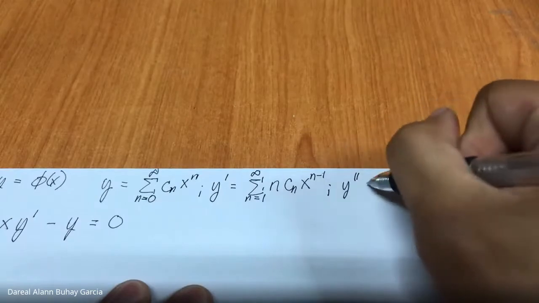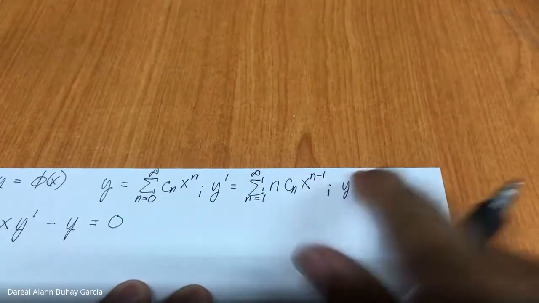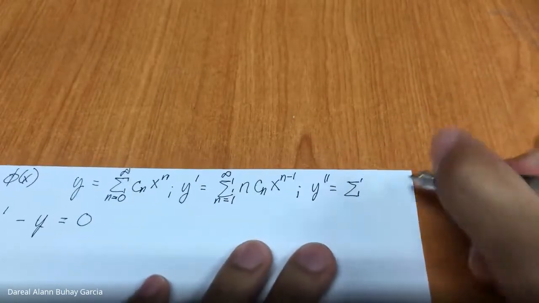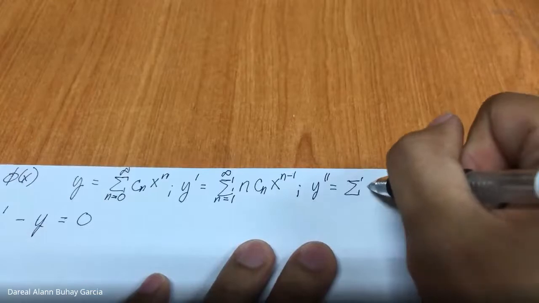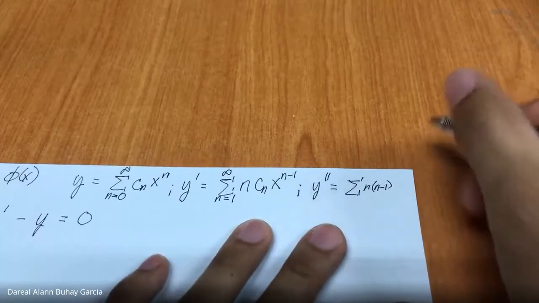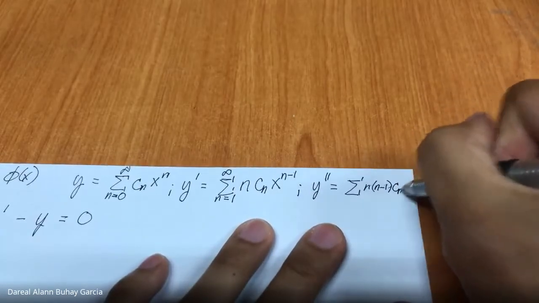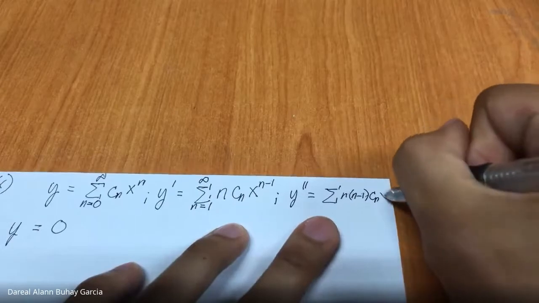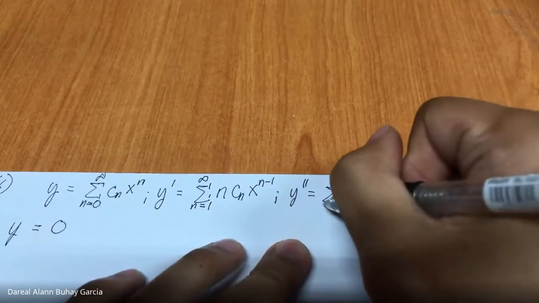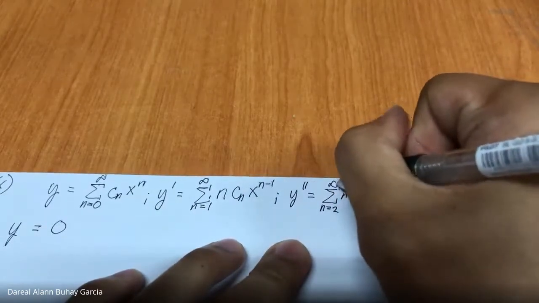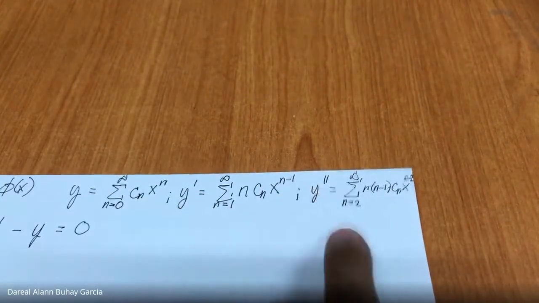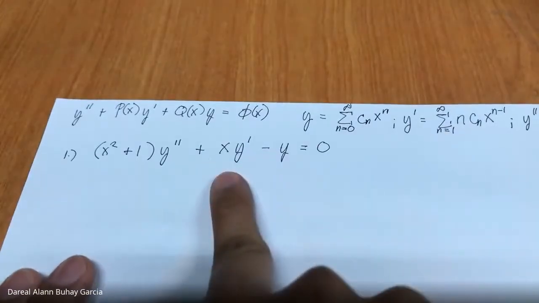And y double prime is equal to, bringing down the exponent again, the summation of n times n minus 1 times c sub n x to the power of n minus 2, starting from 2 to infinity. Okay. So, there are many terms. Substitute these one by one into our original given equation.